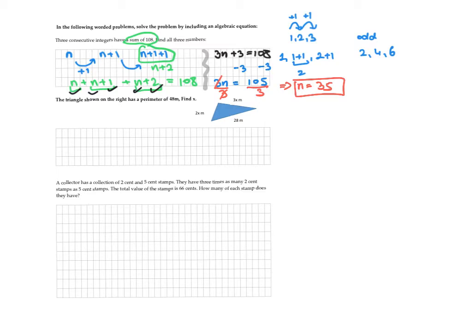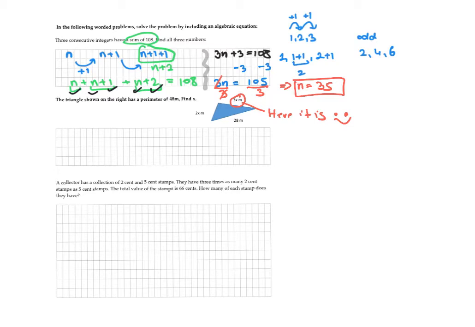Okay, now let's have a look at another one. This one talks about a triangle, and it has a perimeter of 48. Find x. I know people sometimes say, here it is, but what we have to do is find the value of x.